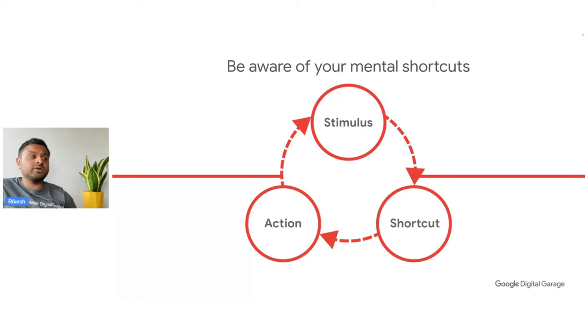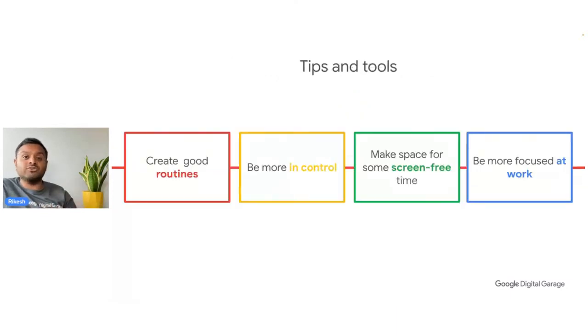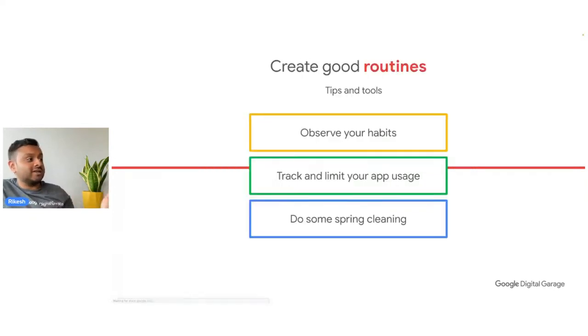So what we want to do is use this information to our benefit and hopefully eventually create mental shortcuts for having the right balance with the technology that exists in our lives. Some tips and tools that can help us create that balance are to create good routines, be more in control, make space for screen-free time, and be more focused at work. These are overview headings, and we're going to dive into each one in turn, kicking off with creating good routines. So in terms of creating good routines, there are a few things we can consider.